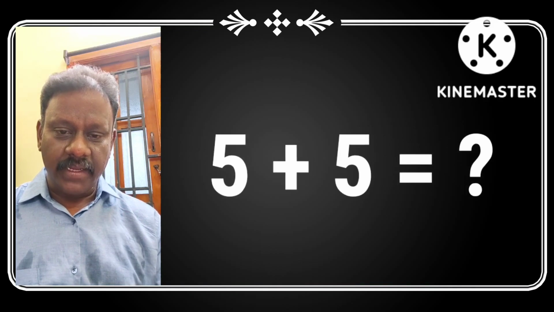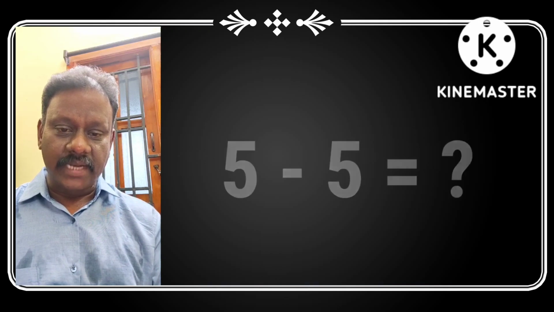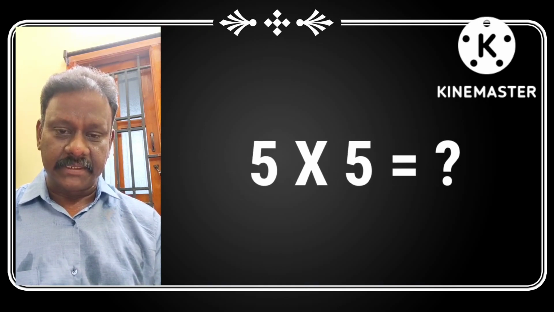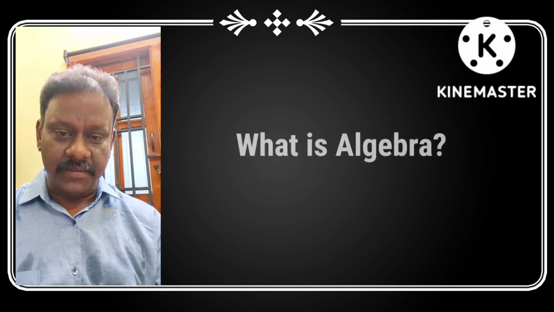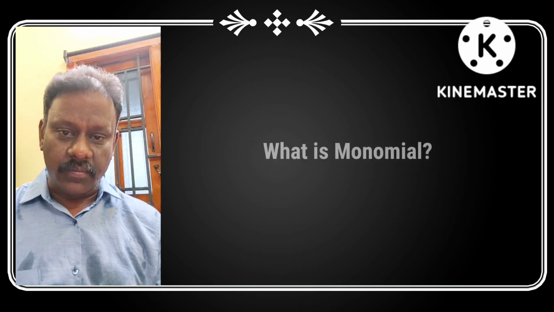How to bring that about? First, I should ask 5 plus 5, an addition question. And 5 minus 5, then I should ask 5 into 5, multiplication. Then I should ask, what is algebra? Can you define algebra? Then I can ask, what is monomial?